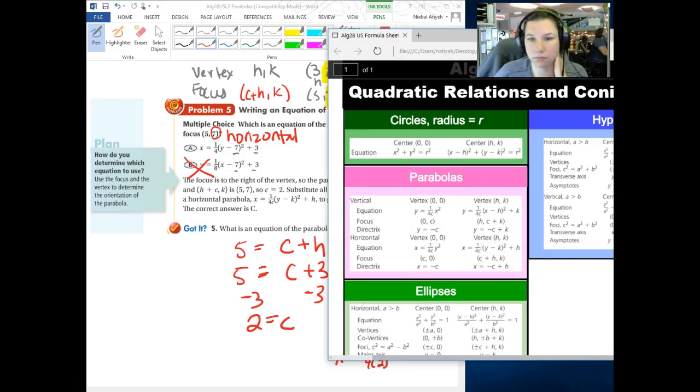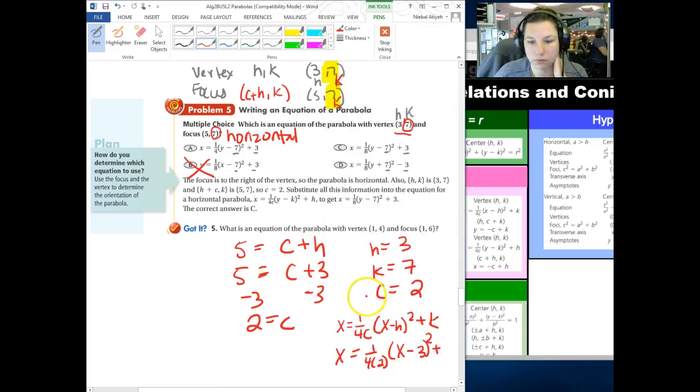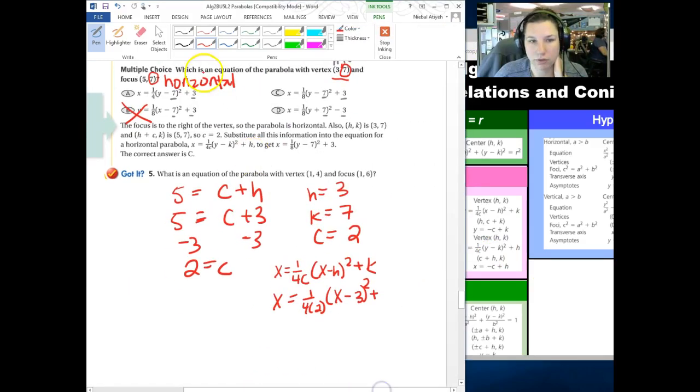oops, I've got to copy my equations right. x = 1/(4c)(y − k)² + h. So it's going to be y minus 7, plus 3.